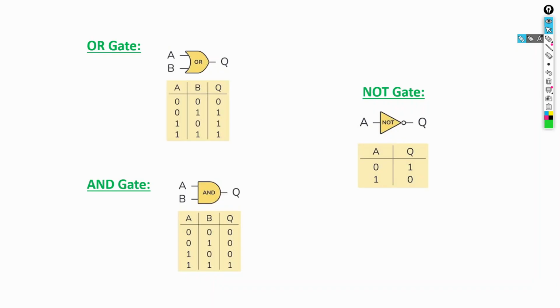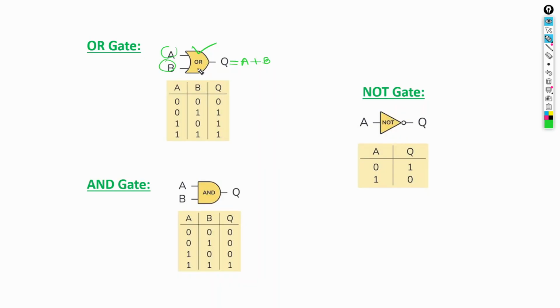As we know, there are basically three basic gates. The OR gate is mainly used for the OR operation. If A and B are two inputs of the OR gate, then their OR operation will be A plus B, meaning their output will be A plus B, and the symbol of the OR gate is like this.